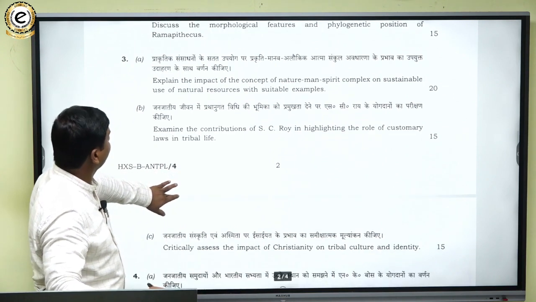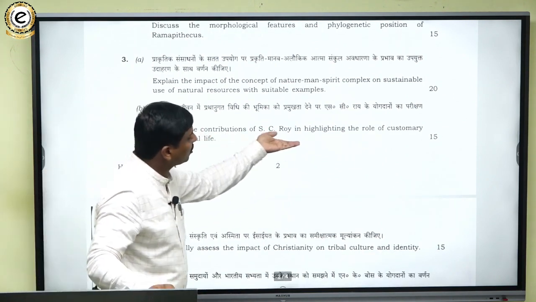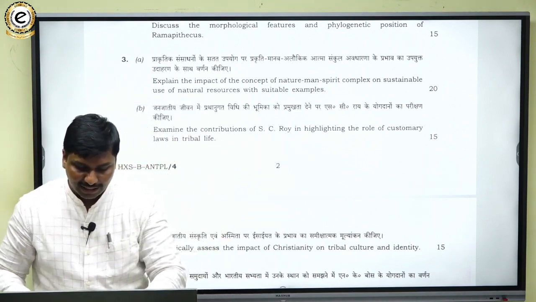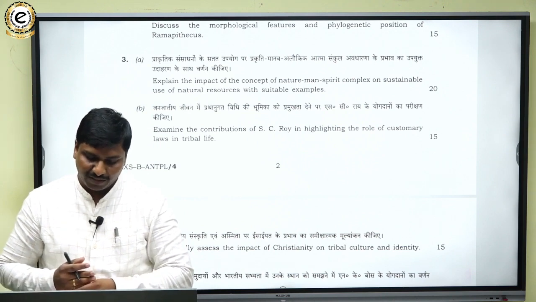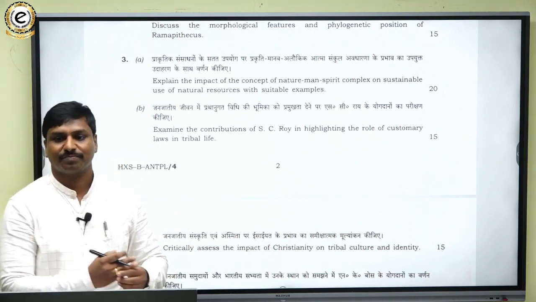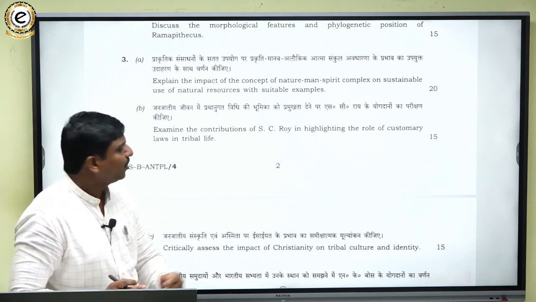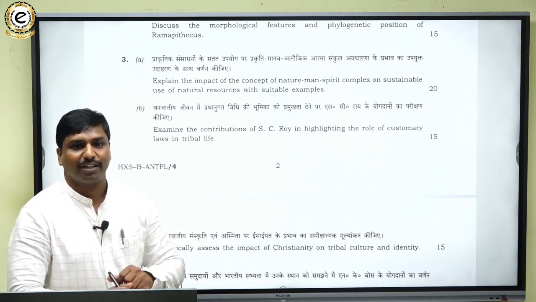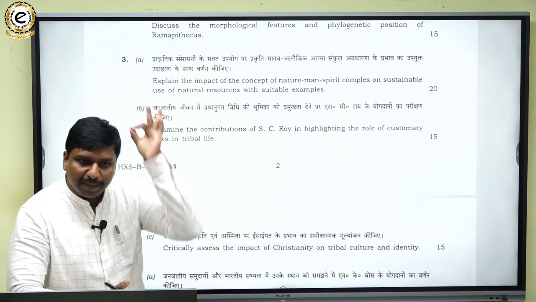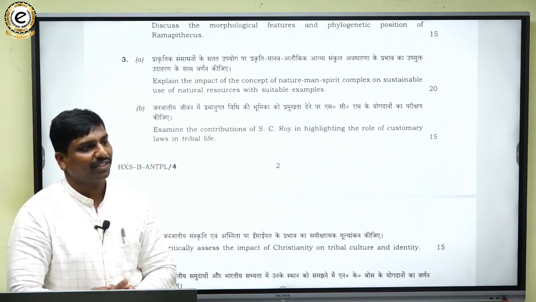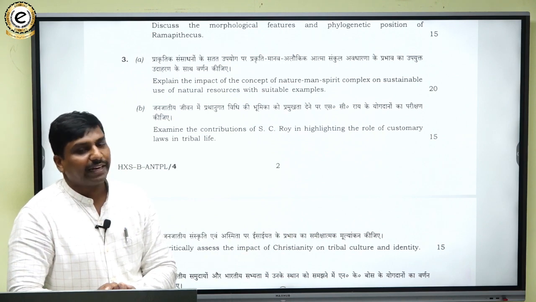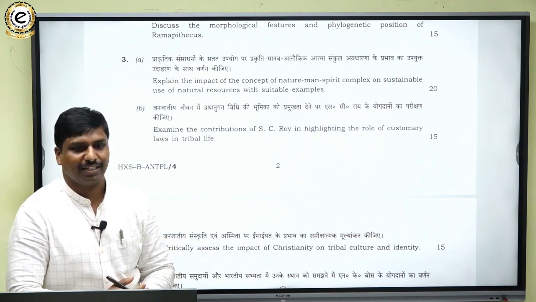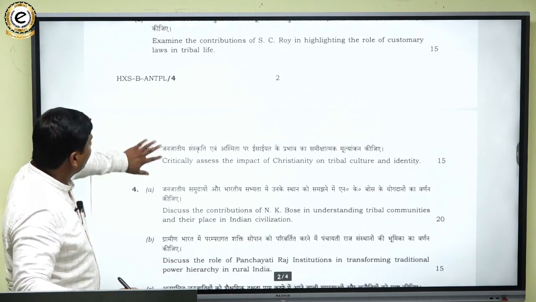Likewise, you can take anything. The next topic is: examine the contributions of S.C. Roy in highlighting the role of customary laws in tribal life. Look at topics 73 to 75, where we have contributions of Indian anthropologists. One among the important persons was S.C. Roy, Sarat Chandra Roy. We will study each one. Every year they will pick one scholar. There would be hardly 5 to 10 important scholars. If you read them, it is a sure shot question, no doubt. So that is also one predicted area. Then look at this question.